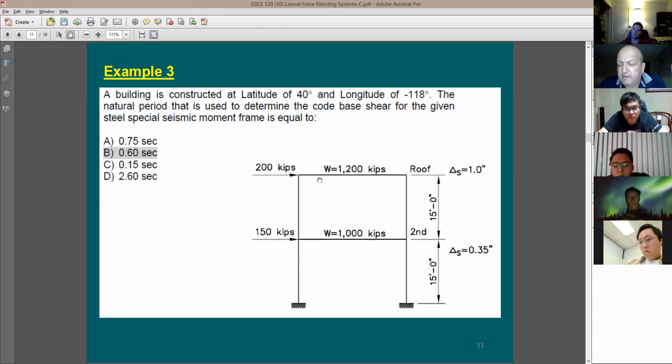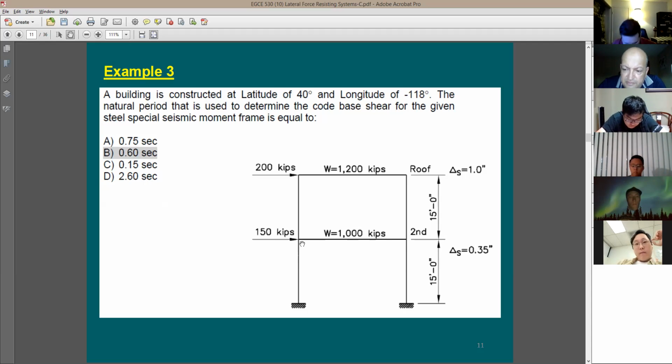The weight that the top beam is going to be supporting is 1200 kips. The bottom beam at the second floor is going to be 1000 kips. The story height for each one of them is going to be 15 feet, and then 15 feet, total of 30 feet. I don't know the span of the beam. I don't really need it. I did some analysis on this moment frame. When I applied here 200 kips and applied here 150 kips, displacement due to this static force is equal to 1 inch here, and here is going to be 0.35 inch. Total displacement of the second floor, total displacement of the roof.